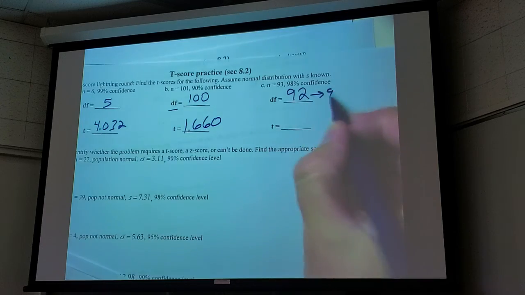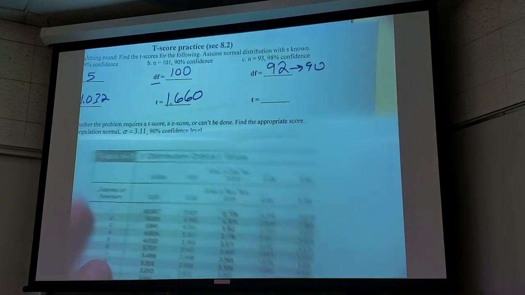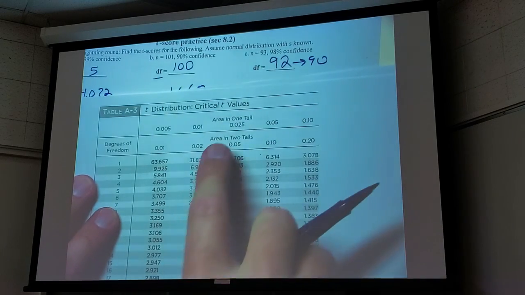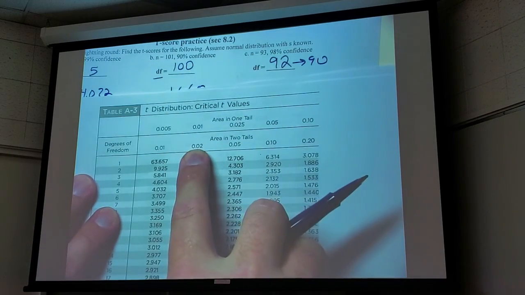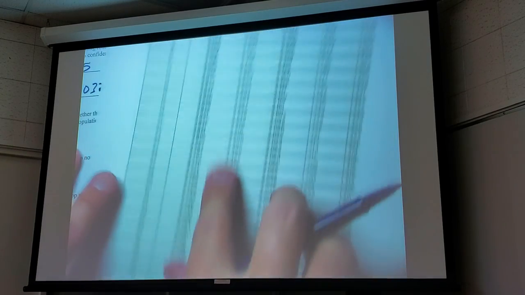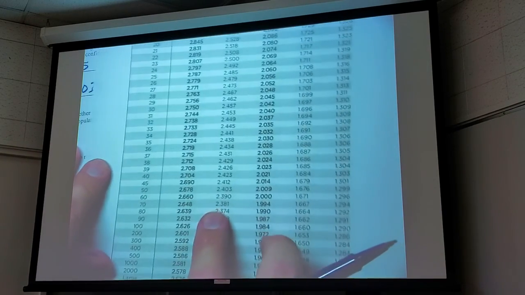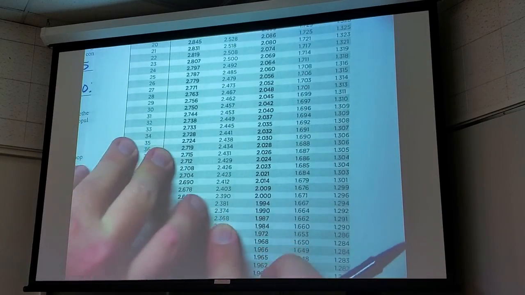So if I look at 90, what column am I looking in for 98%? Yeah, the second one. And I just stop at 90. 2.368.